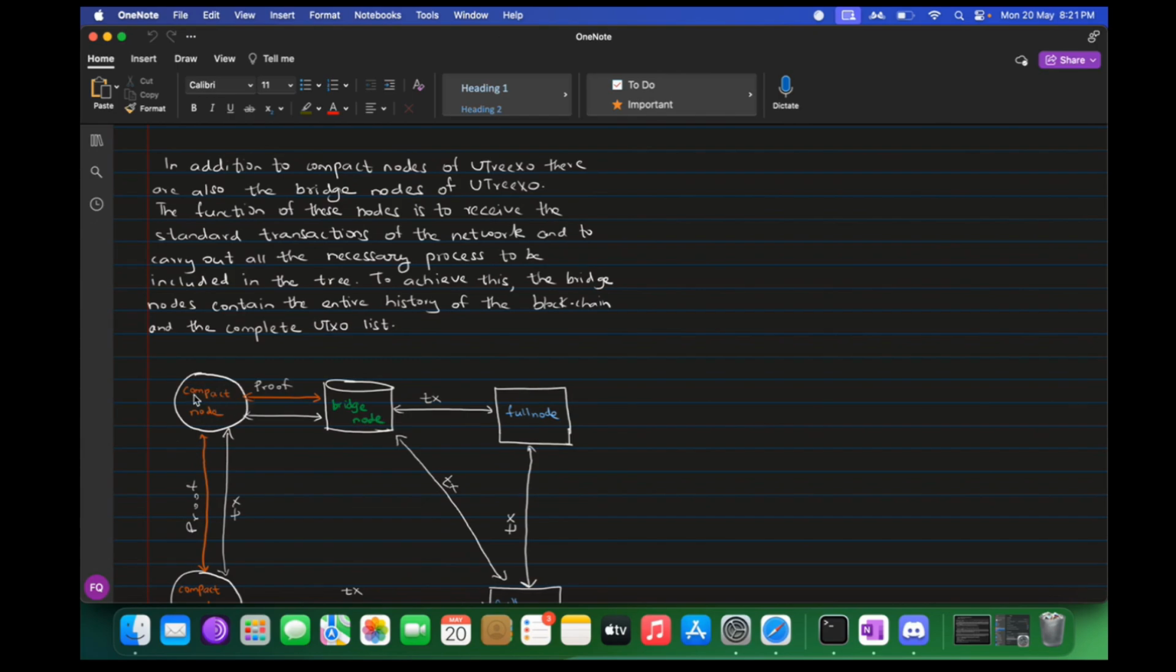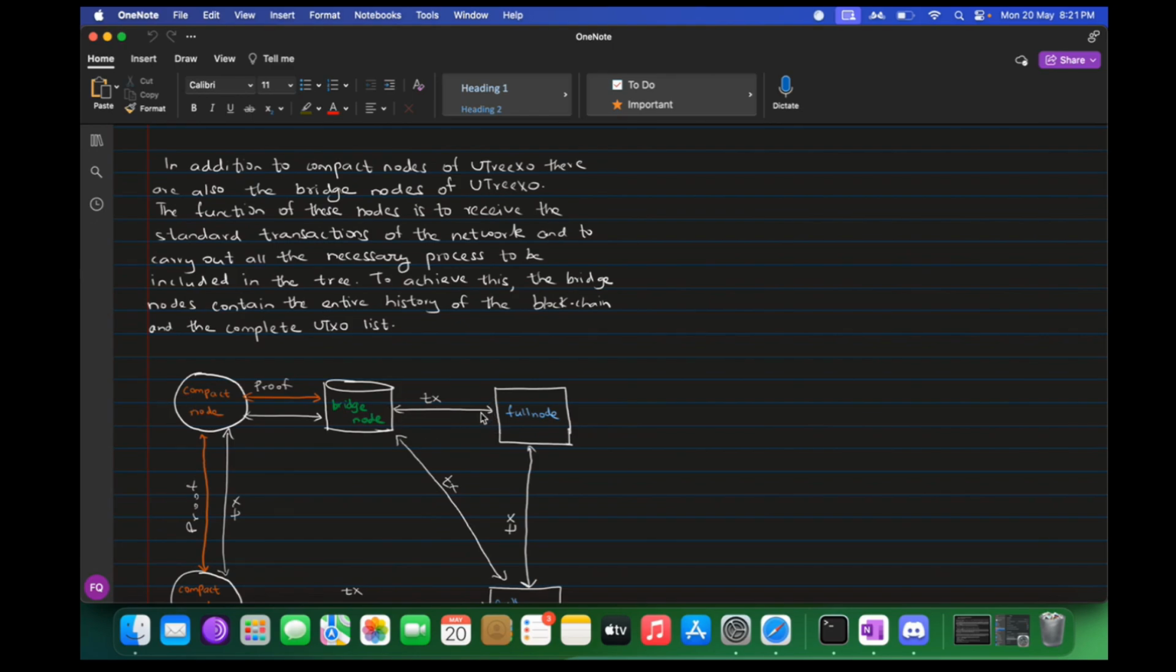And when the compact node sends the transaction and the proof of inclusion to the bridge node, the bridge node will only forward the transaction, without forwarding the proof of inclusion, to the full node. So bridge nodes basically ensure compatibility between compact nodes and full nodes. There is no way in which the compact node can directly communicate with the full node, and no way in which the full node can directly communicate with the compact node.